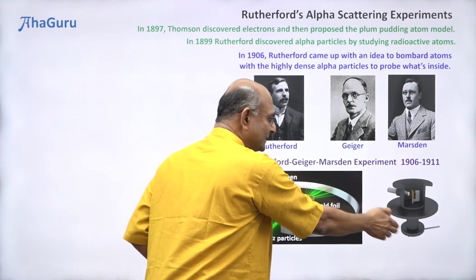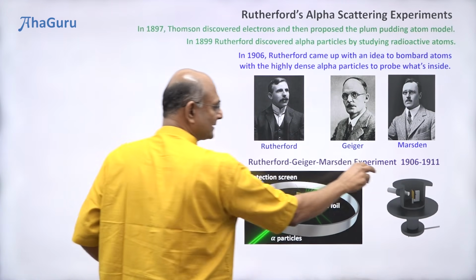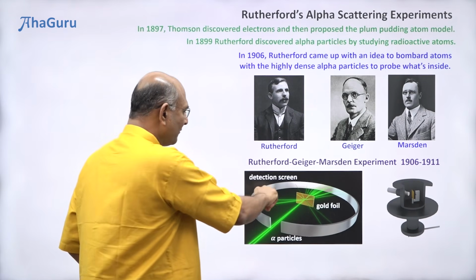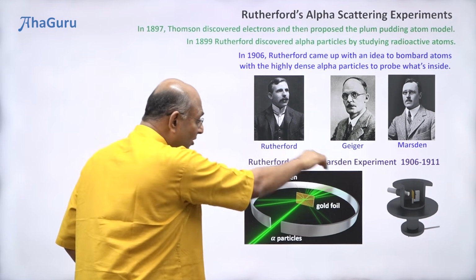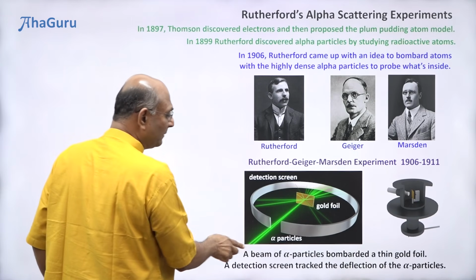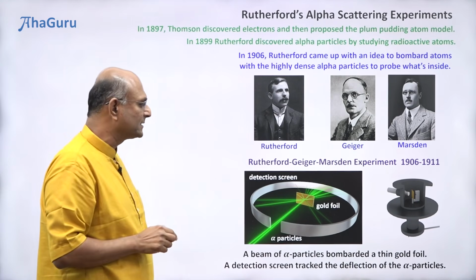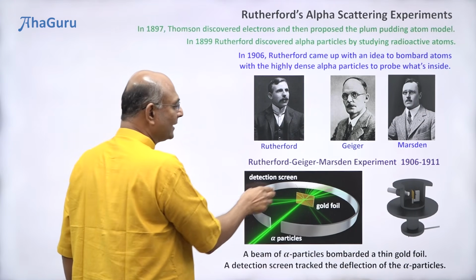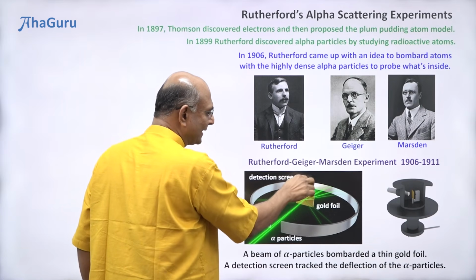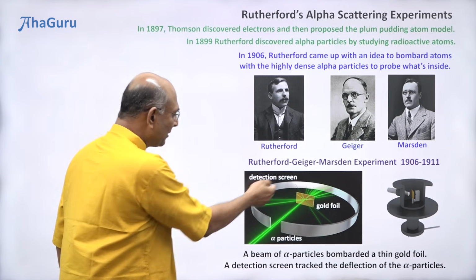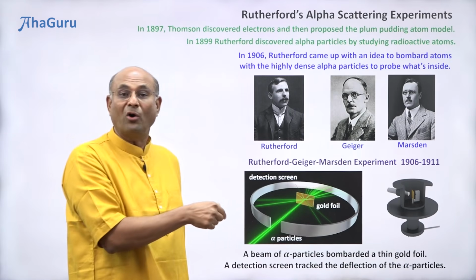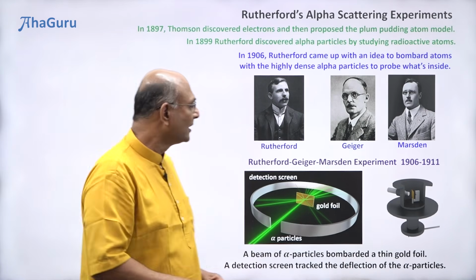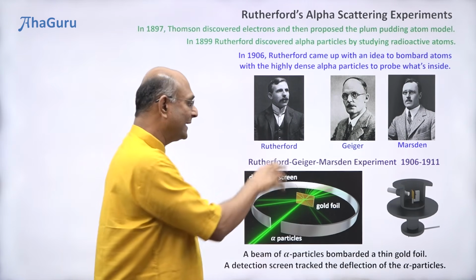The experiment looks like this. This is the setup. If you zoom into what is inside, the core experiment consists of a very thin gold foil with a detection screen all around it. A thin beam of alpha particles goes through a small hole and bombards this thin gold foil. Most of the alpha particles would go straight through and be detected at the back. Some of them will get scattered, but the detection screen is all around, so it can track the deflection of the alpha particles. This was the basic equipment that they had invented.